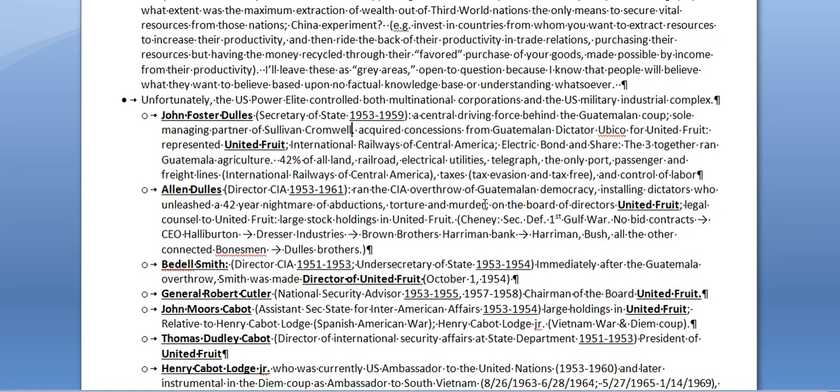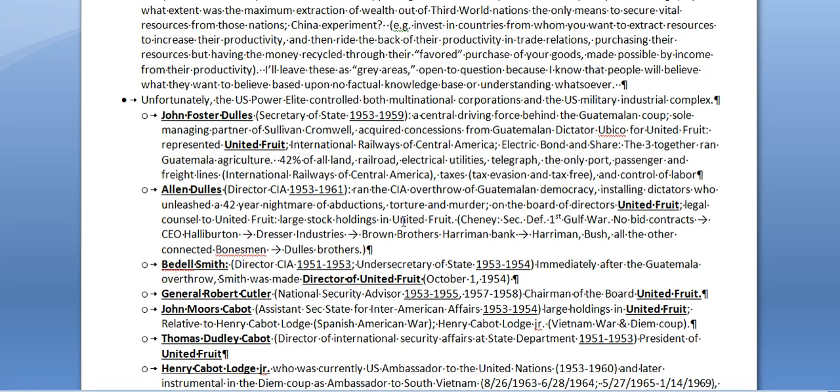Allen Dulles was on the board of directors of United Fruit. He was legal counsel to United Fruit. He had large stock holdings in United Fruit. Now, I refer to Cheney, who was Secretary of Defense in the first Gulf War, gave big no-bid contracts to Halliburton. Then he becomes the CEO of Halliburton, which is owned by Dresser Industries, which is owned by Brown Brothers Harriman Bank, right? Which goes back to Harriman, Bush, and all the other connected Bonesmen, and how all their businesses are related to the Dulles brothers.